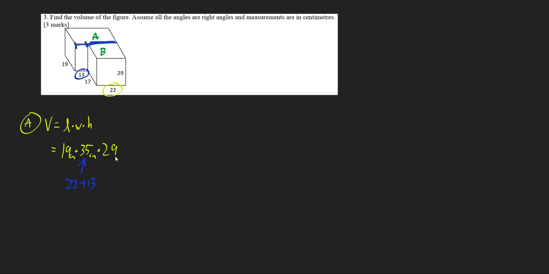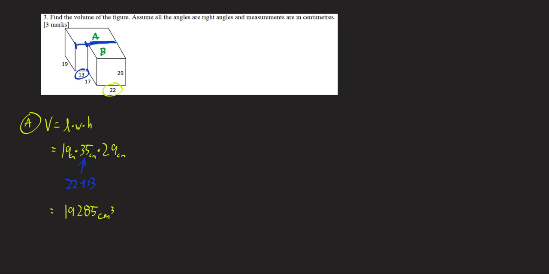I know it doesn't seem important, but units are the kind of thing that you either make a habit of early or you suffer with forever. So 19 times 35 times 29 is 19,285. And centimeter times centimeter times centimeter is cubic centimeter. So that's one of the shapes. That's shape A. And we need shape B, and then we just need to add them together.